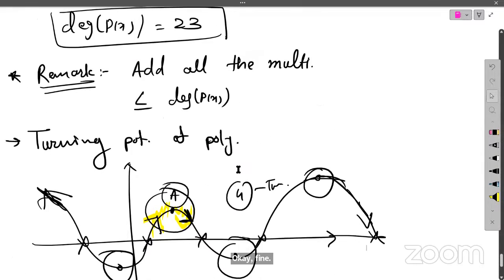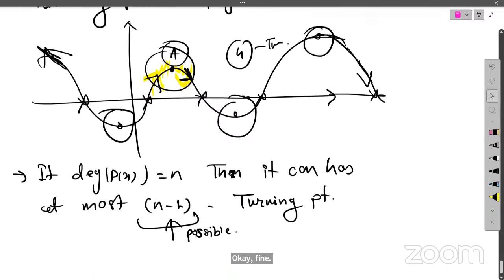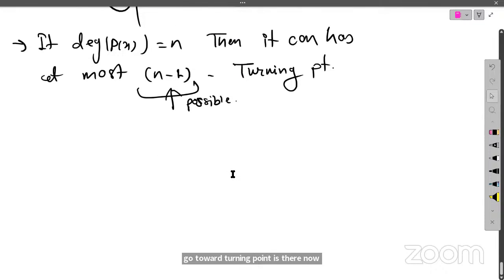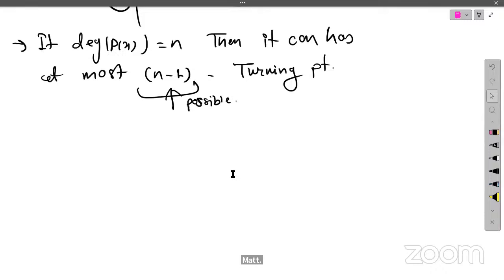Okay, so now let's go toward turning point. Now end behavior. Yes? Ma'am, how to determine if the graph is increasing between -2 and infinity? Yeah, I'll go to that now. First, let's see. So that's the end behavior, na? 2 to infinity or -2 to infinity, right?